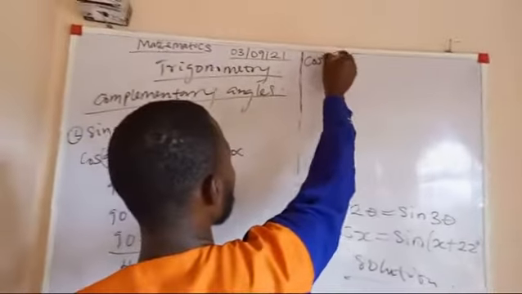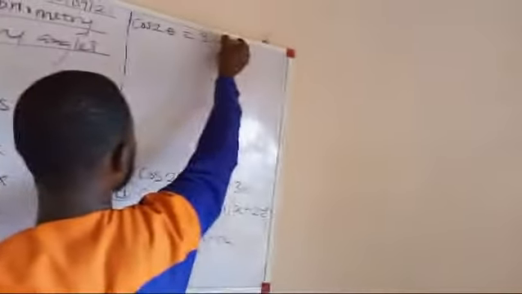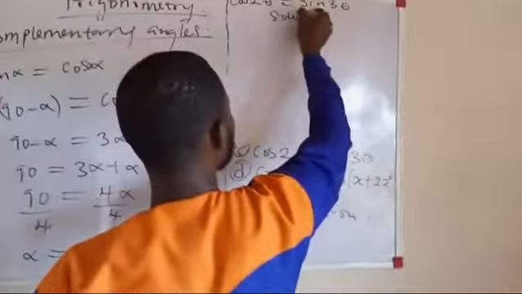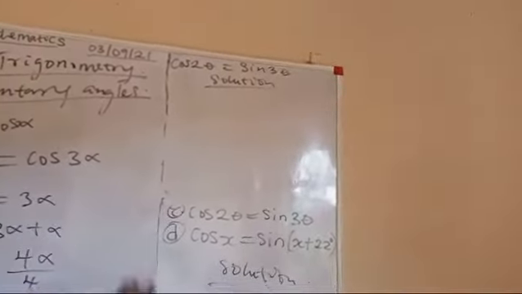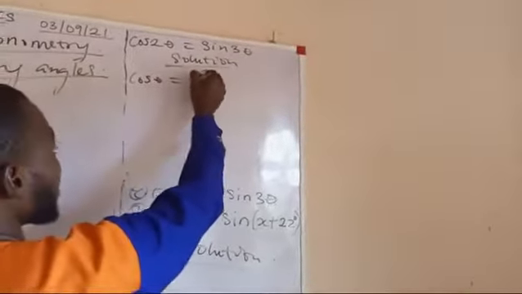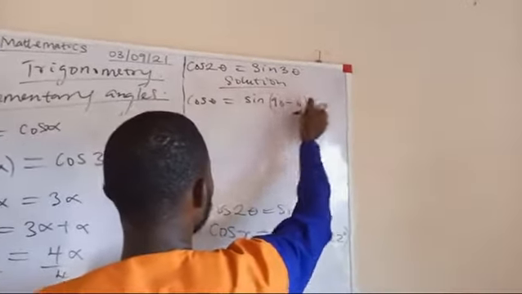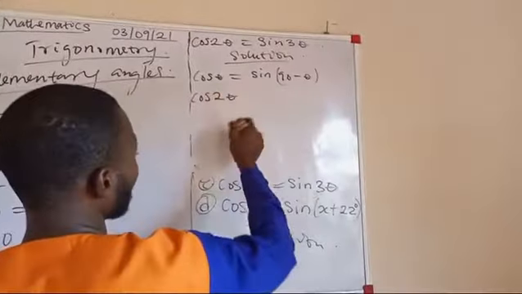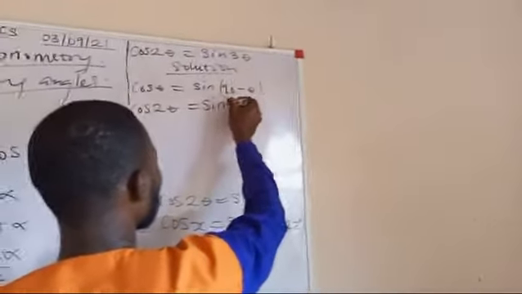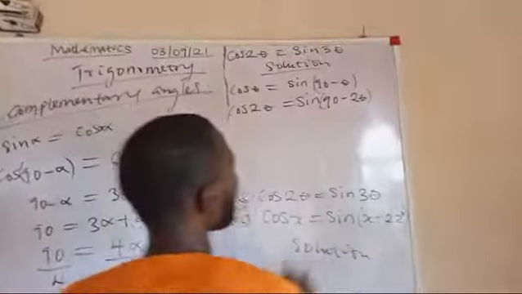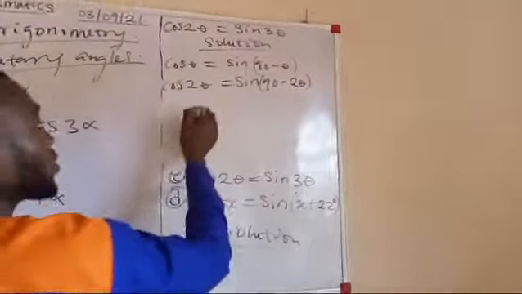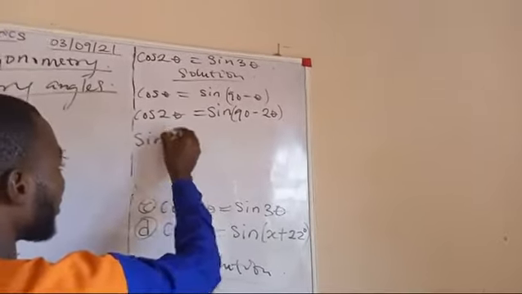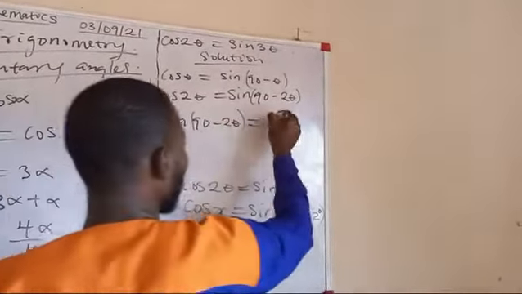Third one says cos 2 theta is equal to sin 3 theta. See what we are going to do. At this point, we resolve this one first. Remember, cos theta is equal to sin(90 minus theta), right? But here we have cos 2 theta. It will now be equal to sin(90 minus 2 theta). So if cos 2 theta is equal to sin(90 minus 2 theta), we can now equate it to this.